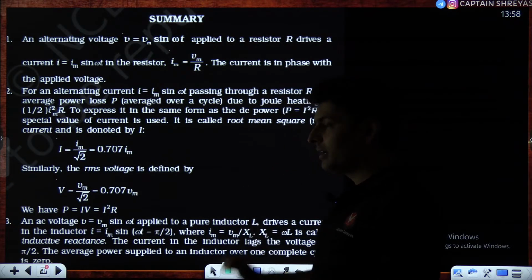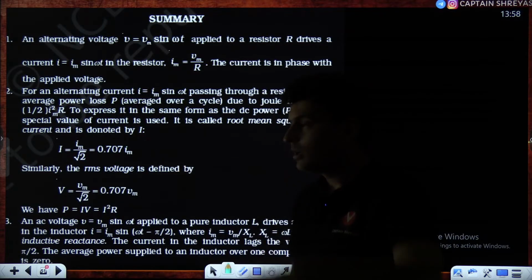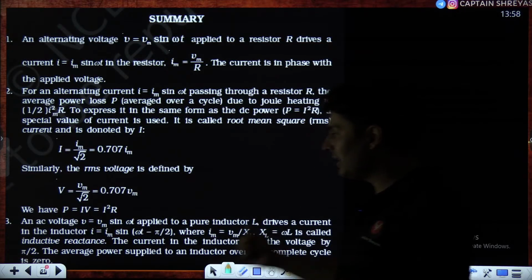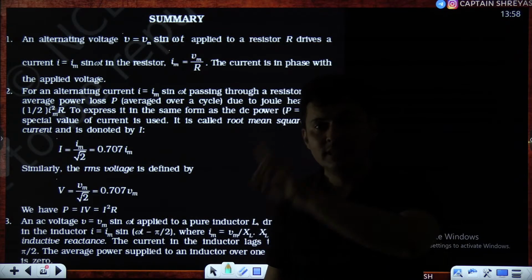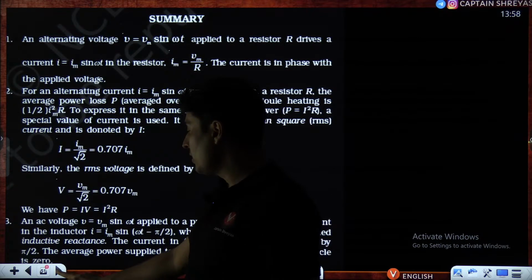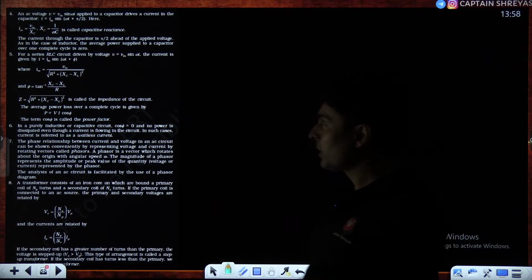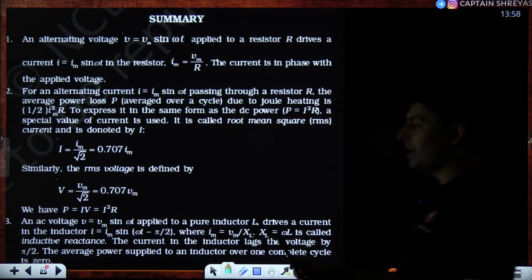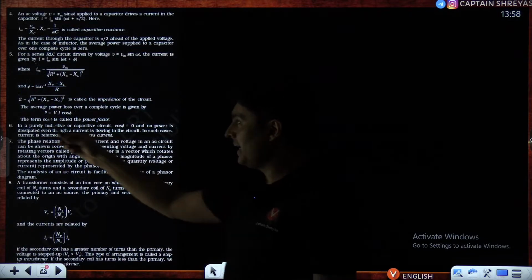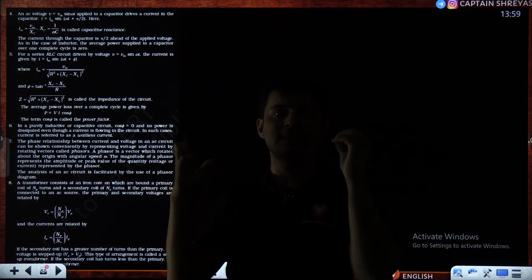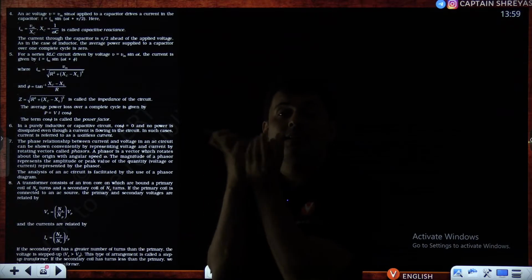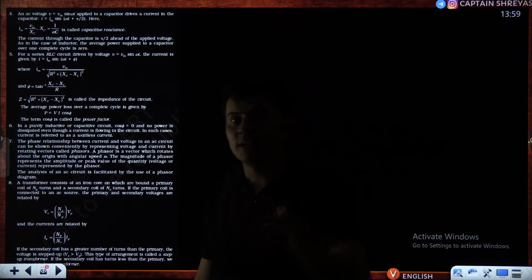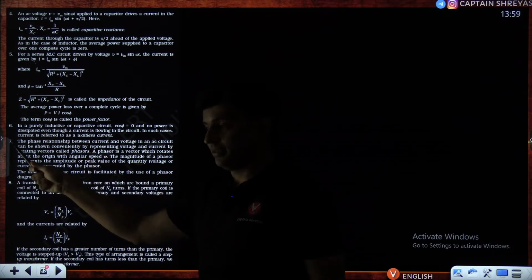Correct? For resistor, voltage and current are in the same phase. For inductor, voltage is ahead of current by 90 degrees. For capacitor, it is behind the current by 90 degrees. Capacitor and inductor never cause loss. It's the resistor which causes the loss. Capacitive reactance is 1 by omega C. Inductive reactance is just omega L. We have seen that. And impedance is the combination of resistance and reactances. Reactances are like imposters. They are not real resistors, but they behave like resistors. Same units. So when you combine both of them, you get impedance.